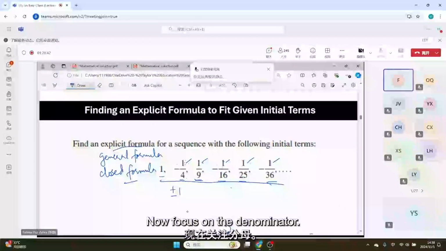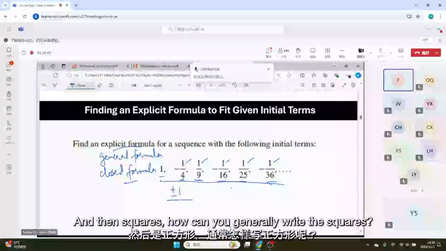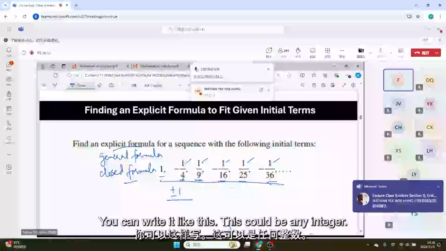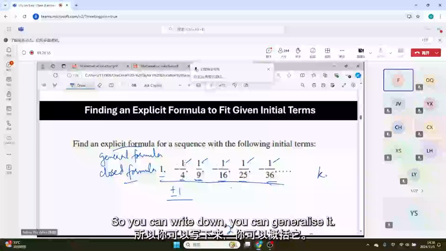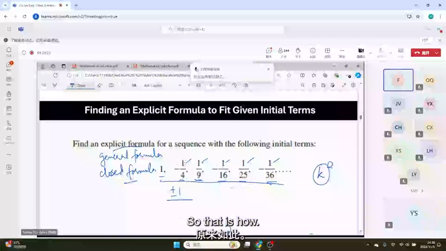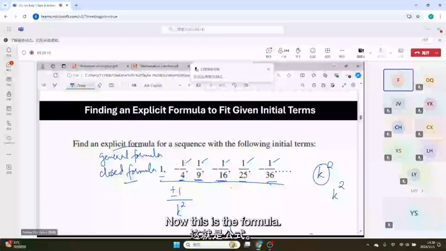Now focus on the denominator. If you look at these numbers, you can analyze that these are perfect squares, right? And how can you generally write squares? You can write it like this, right? This could be any integer, so you can generalize it. You can write a general variable for that, and for a square, you know the notation is power 2. This is based on the pattern that you have observed. Now, this is the formula. This is where you have reached.